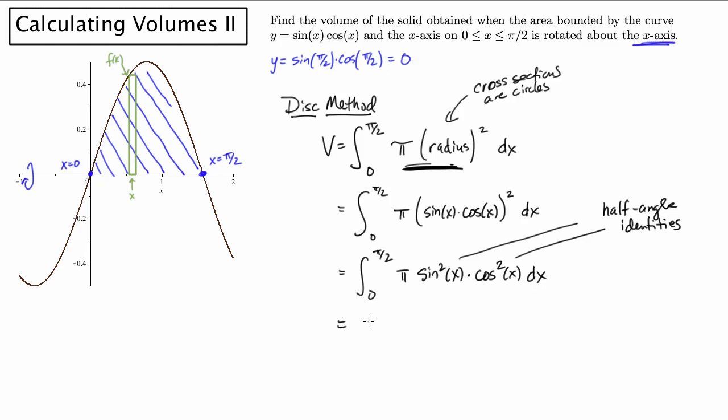I would expect you to work this out on your own to make sure you can get it, but the answer we wind up with here is pi squared over 16. Remember, the half-angle identity for cosine squared is 1 plus cosine 2x divided by 2, and the half-angle identity for sine squared is 1 minus cosine 2x over 2. So those should be the two identities that you're going to use for this problem.